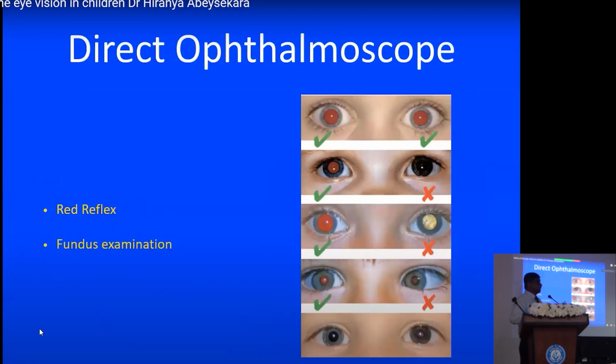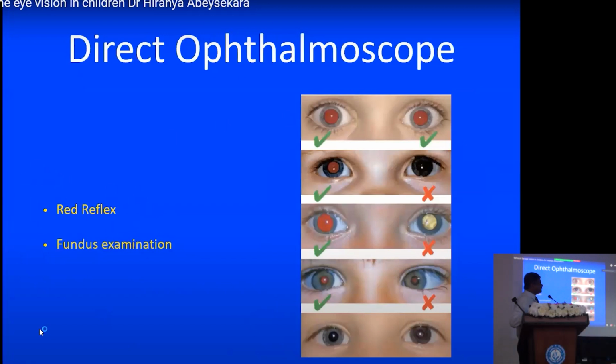This is actually from a textbook. This is a normal Caucasian, a normal white person's red reflex, right? It's a little bit orangey. This is the red reflex in our people. Our children are not this bright. It is slightly darker than this because of the pigmentation in the eye.